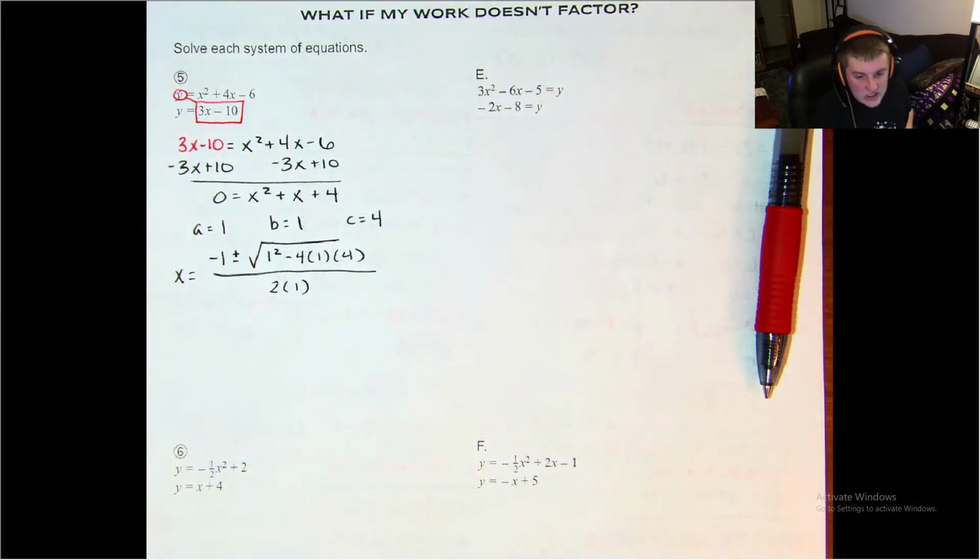Now, folks, I understand that I may not be going as slow as I normally would in a problem like this, but that's because I'm expecting that the quadratic formula is figured out from you all. And if it's not, you need to go back to that video and rewatch it.